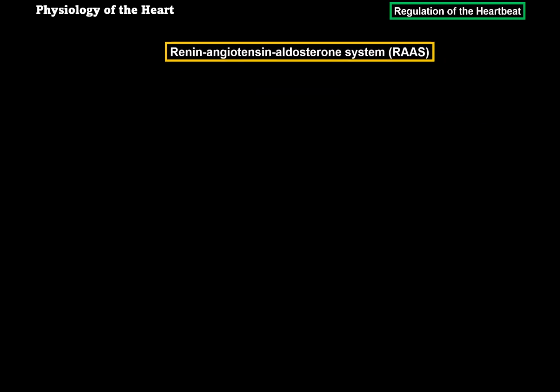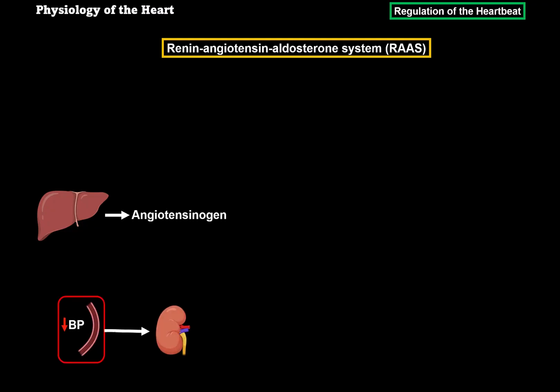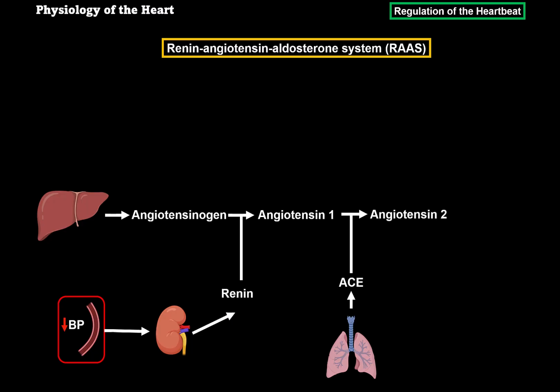So what this system essentially is: the liver secretes angiotensinogen. If there is low blood pressure, that will decrease the perfusion to the juxtaglomerular cells of the kidneys, causing them to secrete renin. Renin acts on the angiotensinogen, converting it into angiotensin 1. Angiotensin 1 is converted to angiotensin 2 primarily by the angiotensin converting enzyme, which is located predominantly in the lungs. Angiotensin 2 is so important in our body.